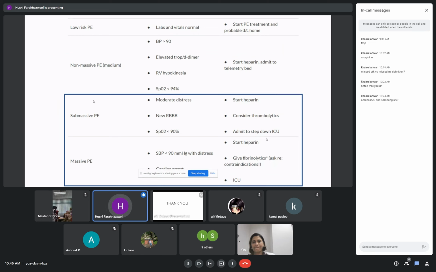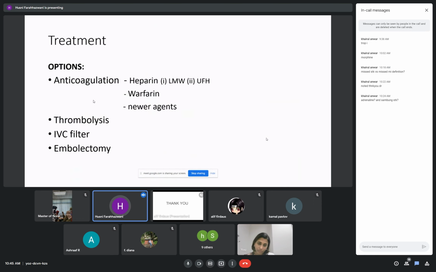So there are a few types of PE: low risk, non-massive, submassive and massive PE. We'll focus on the bottom two, submassive and massive PE, because the patient usually comes in unstable, and the management is also different from the top two PE. So the treatment options: anticoagulation, your heparin, low molecular weight heparin and unfractionated, and thrombolysis, IVC filter and embolectomy.